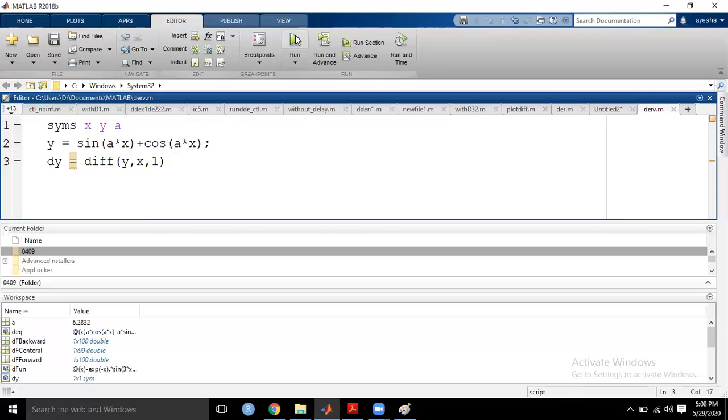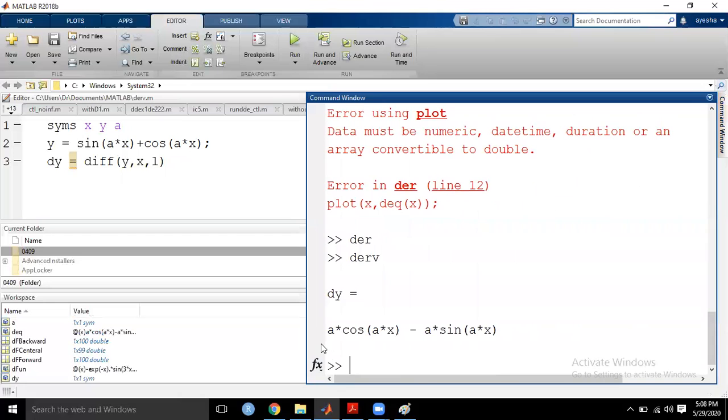And now press, and you can see that your result will appear in the command window. Why will it appear in the command window? Because I haven't put the semicolon here. So you can see that this is exactly the same as I can obtain analytically, right?